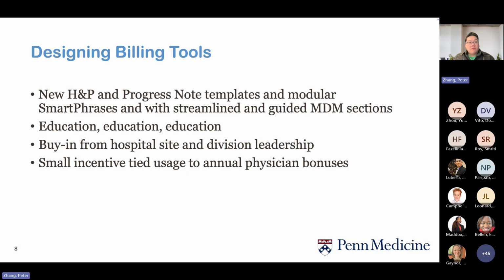Now, of course, a big part of these changes was education, not only how to use the tools, but also how to think through complexity and determine what to write in the MDM sections. We were very fortunate to have strong institutional momentum with support from division and site leadership. And actually, the initial rollout was so successful that the division implemented a small incentive tied to annual physician bonuses based on the usage of these tools.